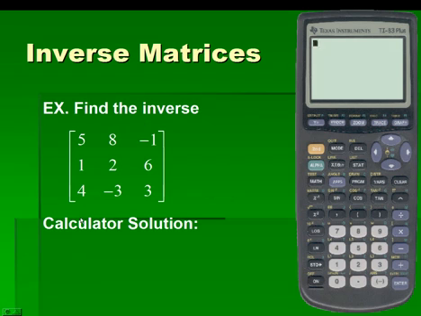So with that being said, we shall find the inverse for the following matrix. Keep in mind that only a square matrix can have an inverse. This matrix has 3 rows, 3 columns, which classifies it as a square matrix, so we can find its inverse. So we'll take a look at the calculator solution.